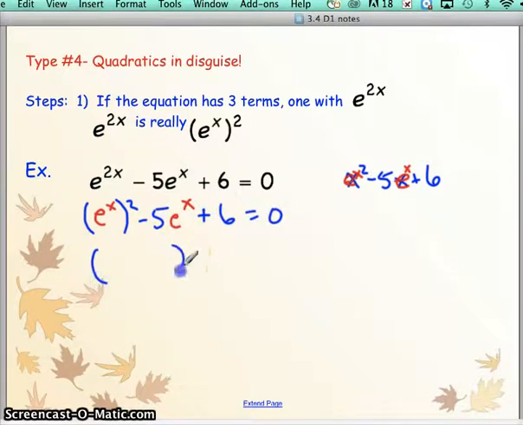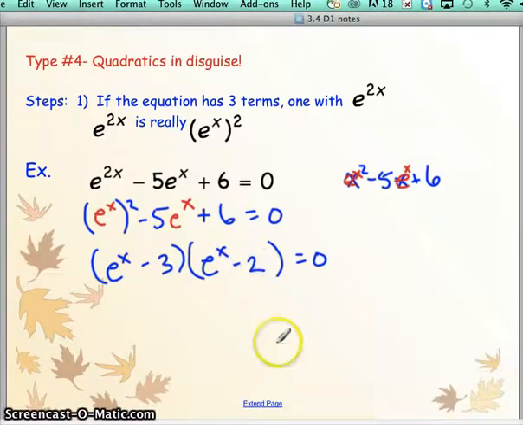So we're going to have two sets of parentheses. And so if I have e to the x squared, that means that I'm going to have an e to the x here and an e to the x there. And then I have to multiply to 6 and add to negative 5. So that means I'm going to have a minus 3 and a minus 2.